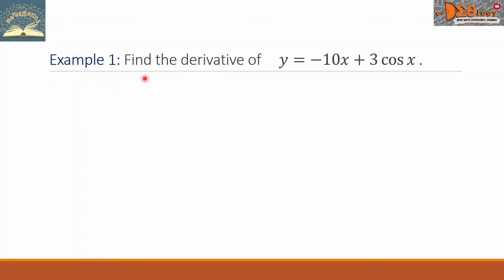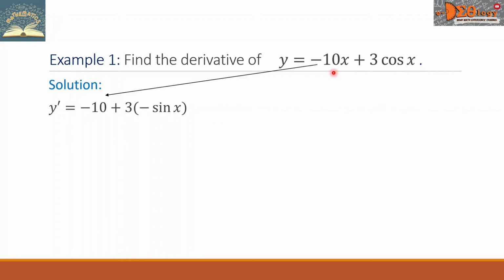Example 1. Find the derivative of y equals negative 10x plus 3 cosine x. We have y prime equals this value. The derivative of negative 10x is negative 10. For the derivative of 3 cosine x, we copy the constant 3. Then the derivative of cosine x is negative sine x. Then we simplify. So y prime equals negative 10 minus 3 sine x.